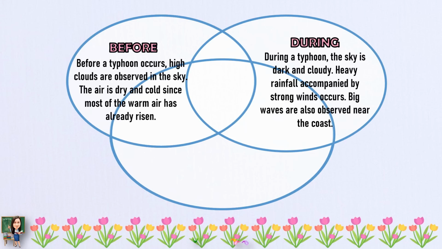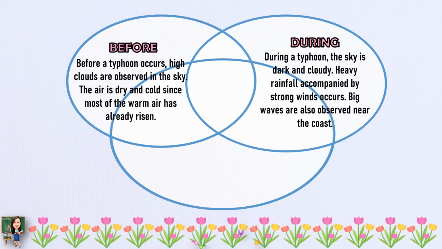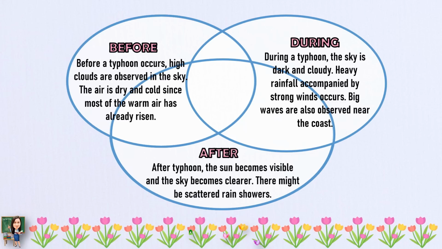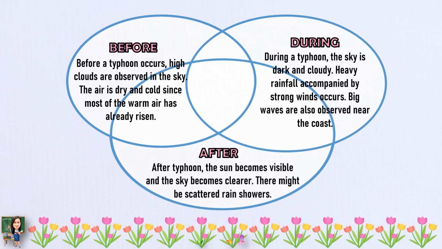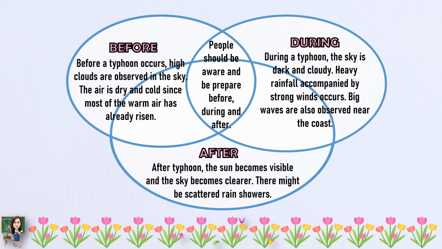During a typhoon, the sky is dark and cloudy. Heavy rainfall accompanied by strong winds occurs. Big waves are also observed near the coast. After typhoon, the sun becomes visible and the sky becomes clearer. There might be scattered rain showers. For their similarities, people should be aware and be prepared before, during, and after.